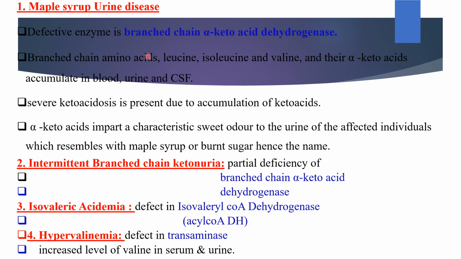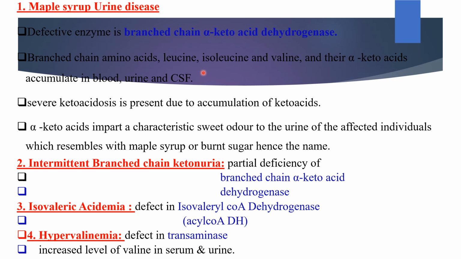The defective enzyme is branched chain alpha keto acid dehydrogenase enzyme. That is the second step enzyme. So due to absence of this enzyme, what happens? The branched chain amino acids leucine, isoleucine and valine and their corresponding keto acids accumulate in the blood, urine and CSF, leading to severe ketoacidosis.